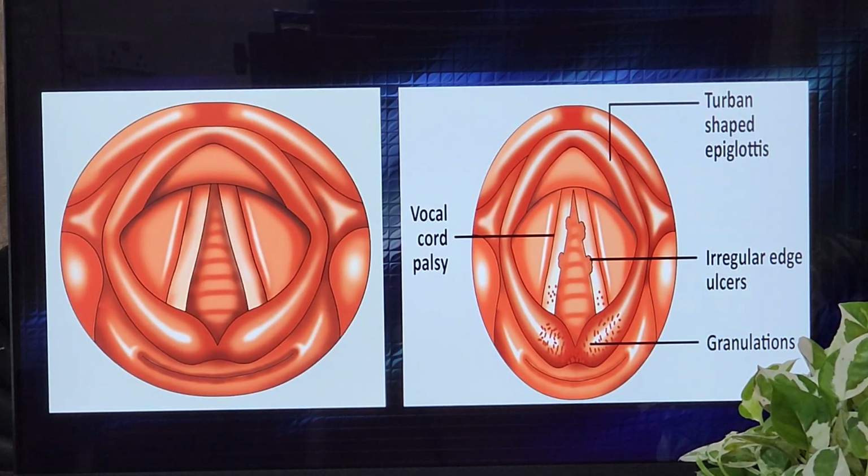When TB affects the lungs, it can affect the one nerve which supplies the vocal cord, and it can result in vocal cord palsy also. So these are the findings when you do a laryngoscopy.